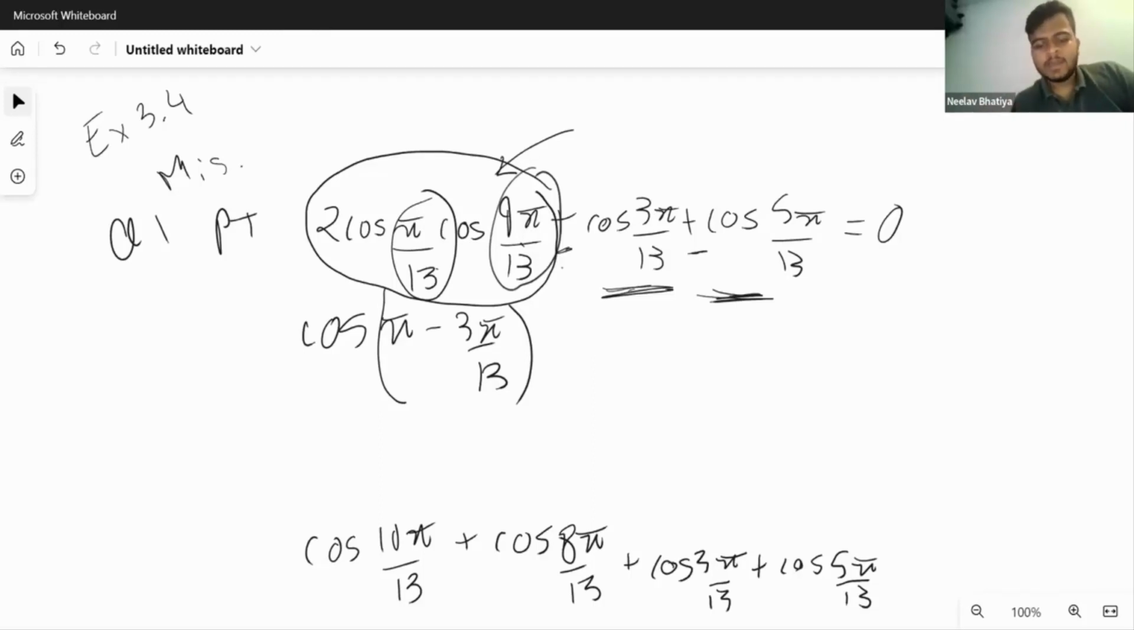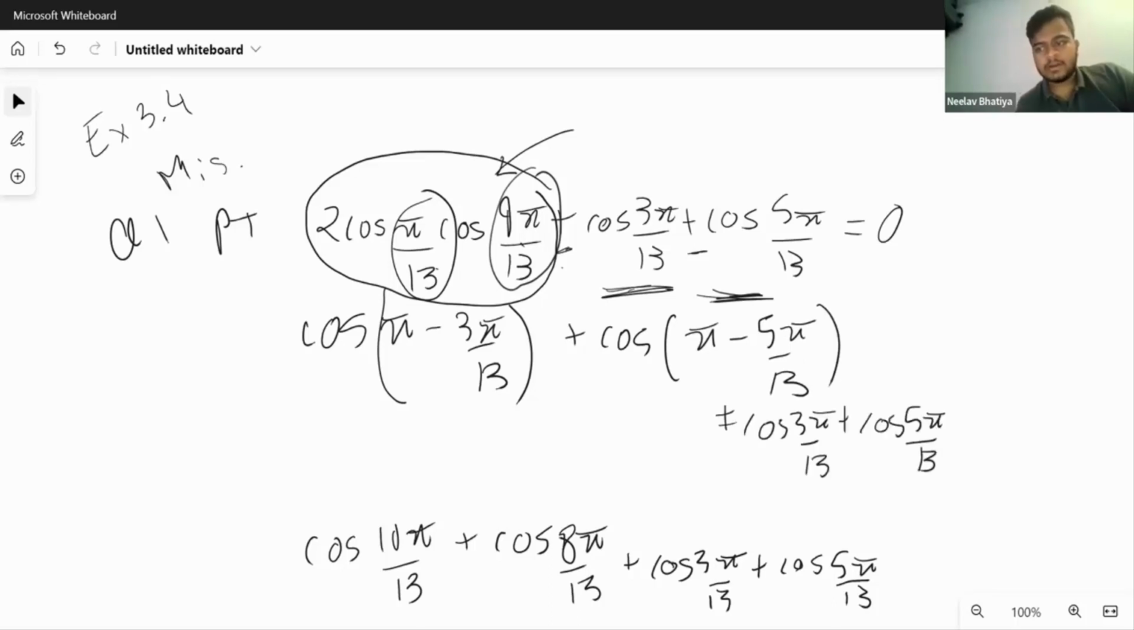I've done nothing else. And similarly for cos 8 pi by 13, I'll do that again. I'll represent this as cos pi minus 5 pi by 13. And these two terms as this again. Correct. I've done this now. Let's try and move on from here.